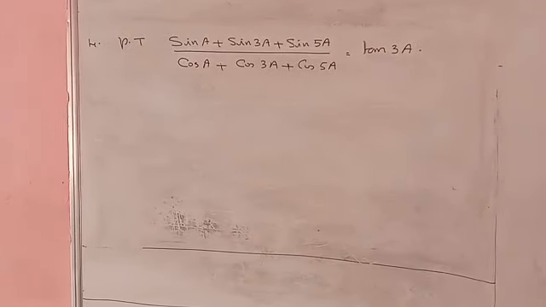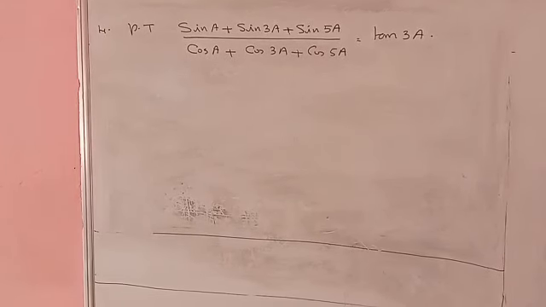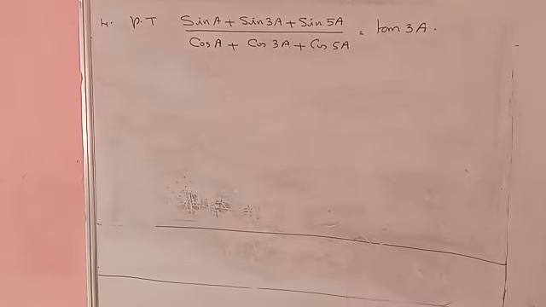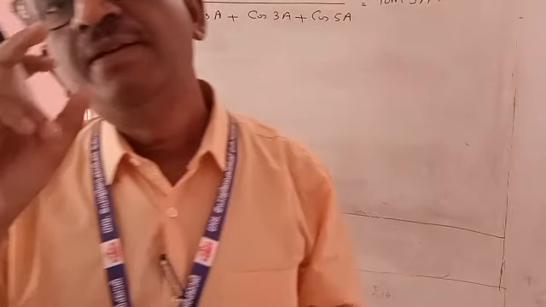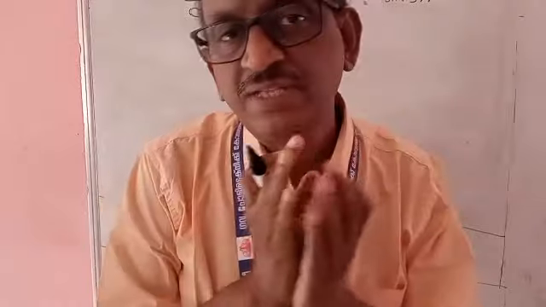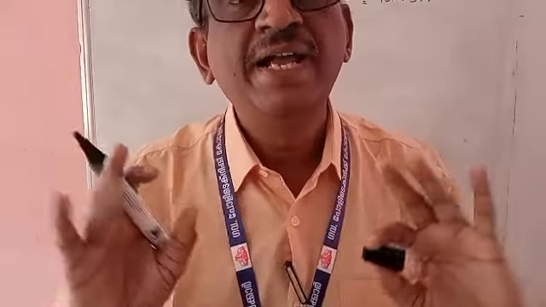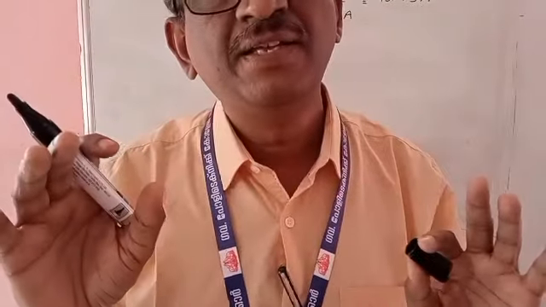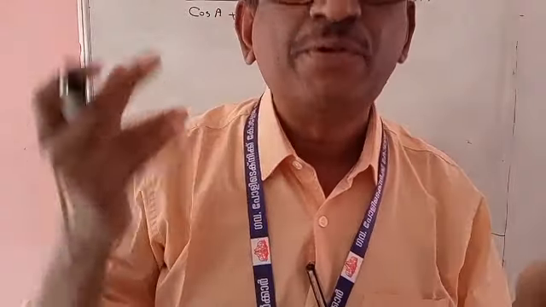Next problem, prove that (sin a plus sin 3a plus sin 5a) divided by (cos a plus cos 3a plus cos 5a) is equal to tan 3a. Take the left hand side. There are 3 sine terms in the numerator and 3 cosine terms in the denominator. We don't have any formula for adding 3 sine functions simultaneously. Therefore we group 2 sine functions, then apply the product formula.